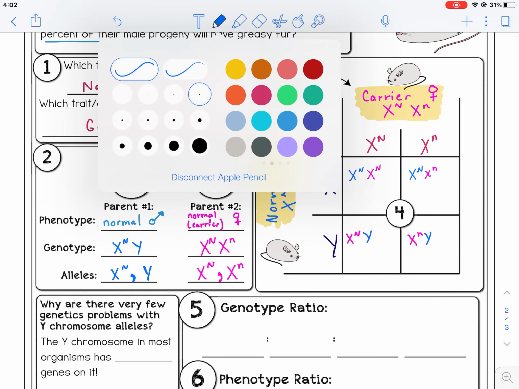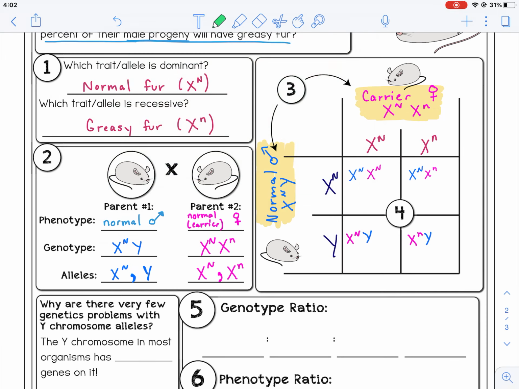Okay, now let's go through and determine the sex of the offspring. So the top row, each of these has two X chromosomes, which means we're dealing with females. And the bottom row each has one X chromosome and one Y chromosome. So we're dealing with males.